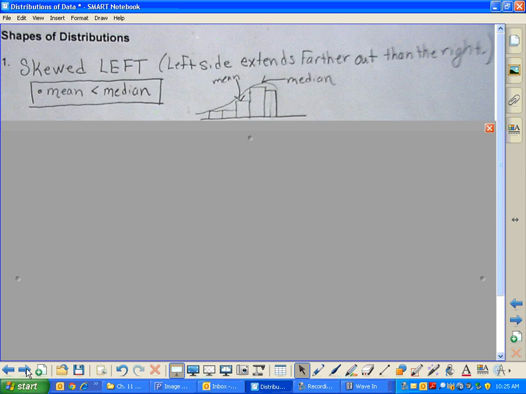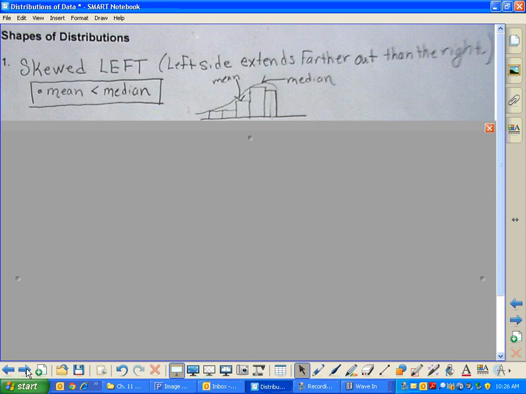For instance, your Chapter 10 test. Let's say we got somebody who had a 10%. What are they going to do to our class average? They're going to suck it down so far that they're going to pull it down below the person who got the median score. So in a graph that is skewed left, your mean is less than your median data value.